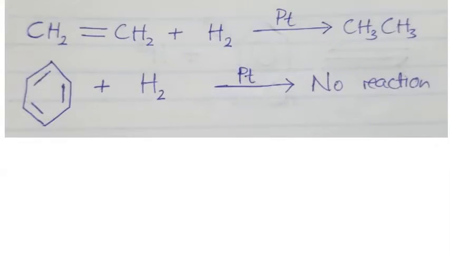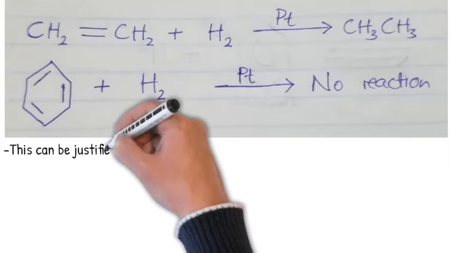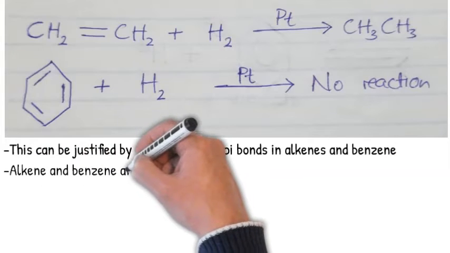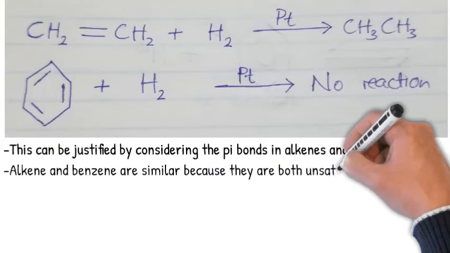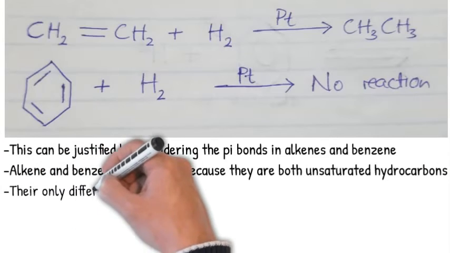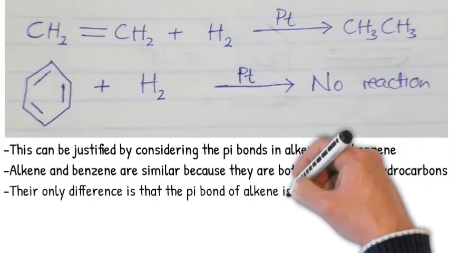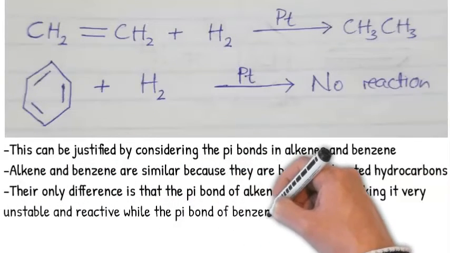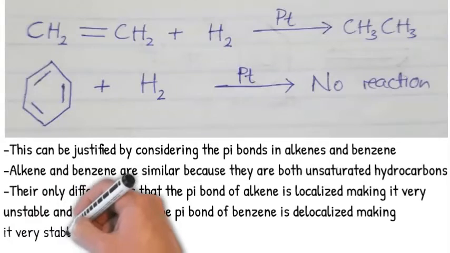This diagram shows the reaction between alkene and hydrogen under platinum to form alkane, and the reaction between benzene and hydrogen under platinum where the reaction is not possible to occur. This can be justified by considering the pi bonds in alkenes and benzene. Alkene and benzene are similar because they are both unsaturated hydrocarbons. Their only difference is that the pi bond of alkene is localized, making it very unstable and reactive, while the pi bond of benzene is delocalized, making it very stable and unreactive.